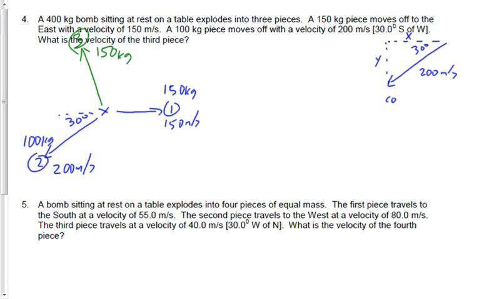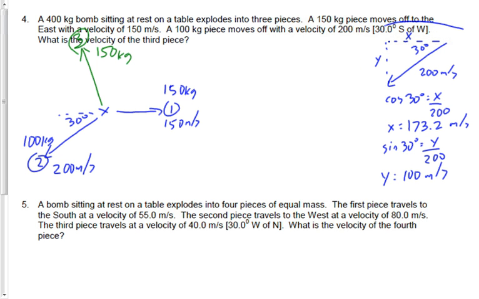Let's say cosine 30 degrees is equal to adjacent, or x, over hypotenuse. I think x is 173.2 meters per second. Let's say sine 30 degrees is equal to opposite over hypotenuse, or y over 200. Y ends up being equal to 100 meters per second. Okay, that's my little aside.